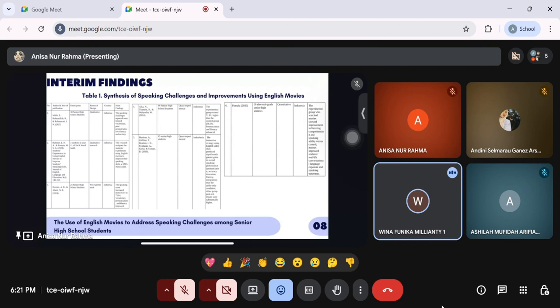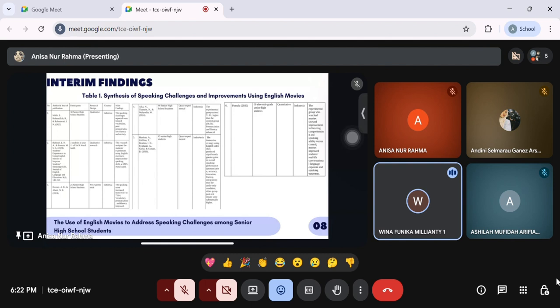So I will explain about the interim findings. So this table shows the synthesis of speaking challenges and improvement using English movies. Moreover, this table summarizes the findings of 6 selected studies, and the result shows that senior high school EFL students commonly face speaking challenges such as limited focus and anxiety. Moreover, most studies indicate that the use of English movies helps improve students' speaking performance, and the improvements were mainly found in vocabulary, pronunciation, fluency, and speaking confidence.